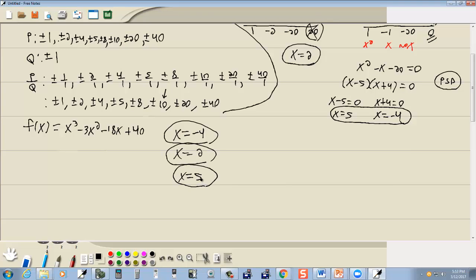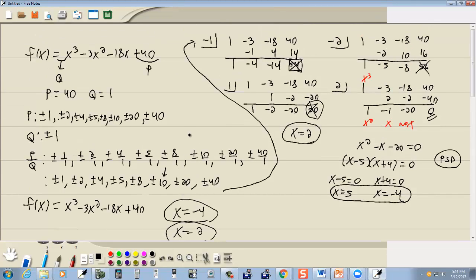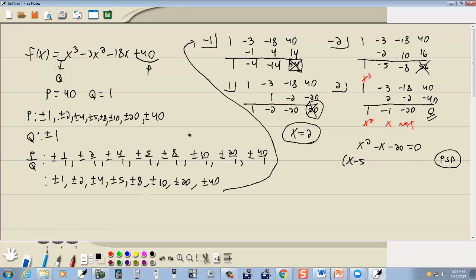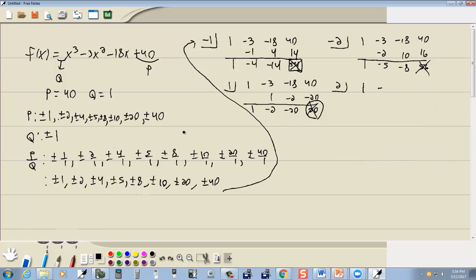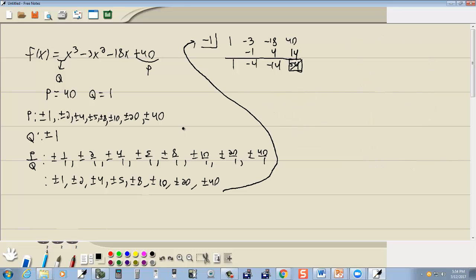And that's how you find your zeros on a calculator. Now let's take a look at a little harder problem on this. I'm going to spend a little bit more time on these than some of the other ones, because this is challenging material.